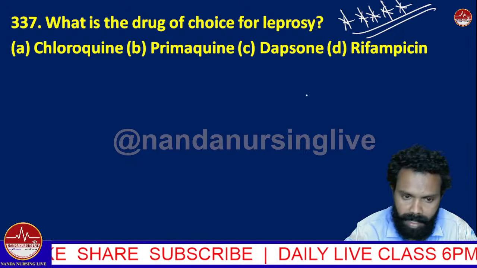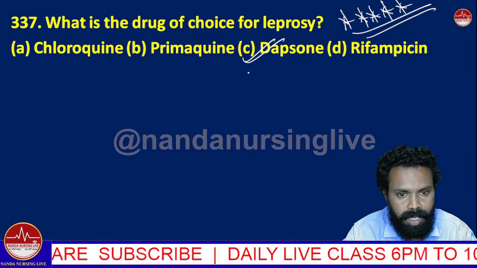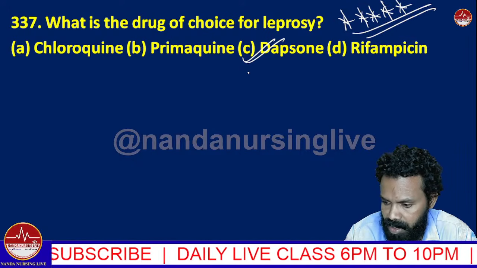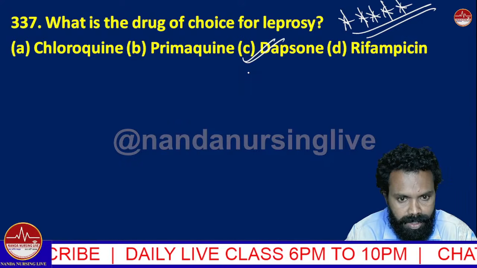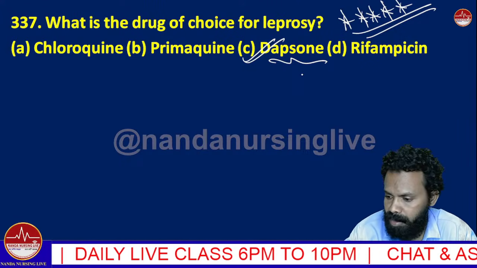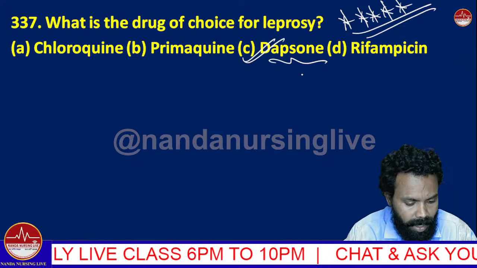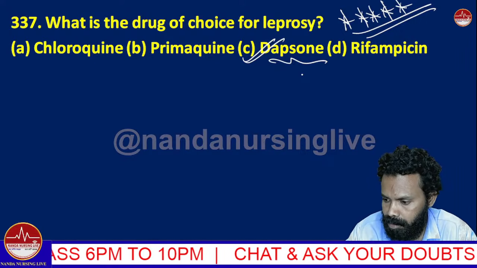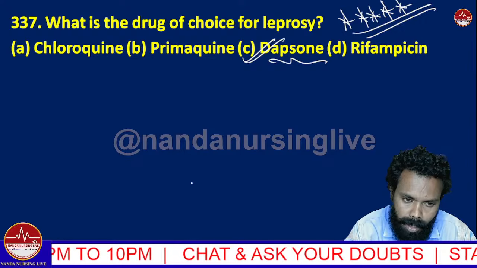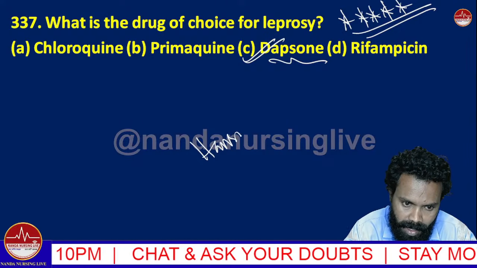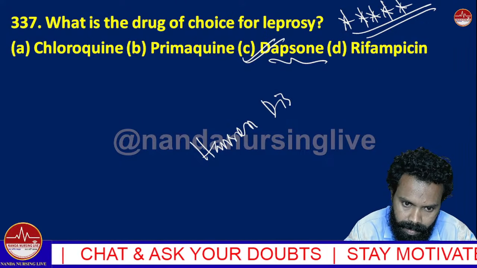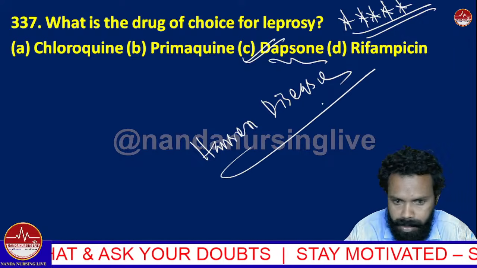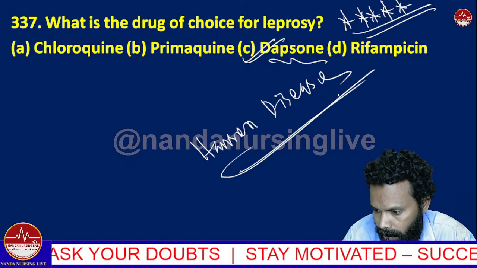Very good. The correct answer is dapsone. The drug of choice for leprosy is dapsone. Dapsone is used in the treatment of leprosy. Option C is the correct answer, beta. Most important MCQ, you have to remember it. So leprosy को और क्या कहते हैं बेटा? Hansen's disease. Leprosy is otherwise known as Hansen's disease.